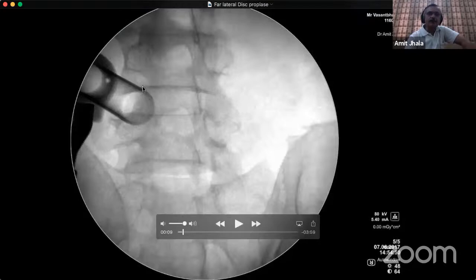Once the tube is docked at this point, as I said, that's the transverse process and that's the lateral part of the facet joint. So this is exactly where the tube is docked, and this docking point is very important. If you don't have this docking point, you are going to fumble throughout the surgery.